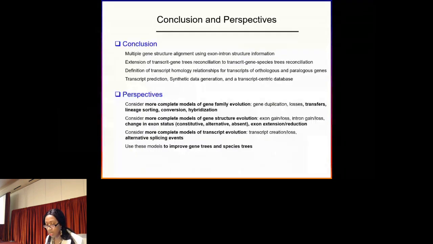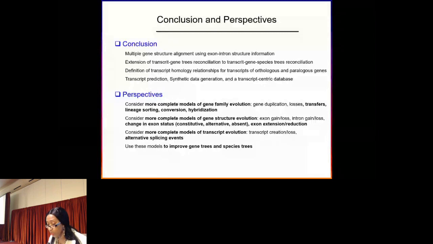So to conclude, I've presented our contribution to gene tree reconstruction at the level of transcripts. So reconstructing gene evolution at the level of transcripts, a contribution with solutions to the four challenges that I've presented. With multiple gene structure alignment that uses exon-intron structure information to be more accurate, but also the extension of phylogenetic tree reconciliation to transcript, gene and species tree reconciliation, used to reconstruct transcript trees as well as gene trees. I've presented the definition of transcript homology relationships, for transcripts of both orthologous and paralogous genes. And also I've presented works for the prediction of conserved transcripts, synthetic data generation, and the transcript database.